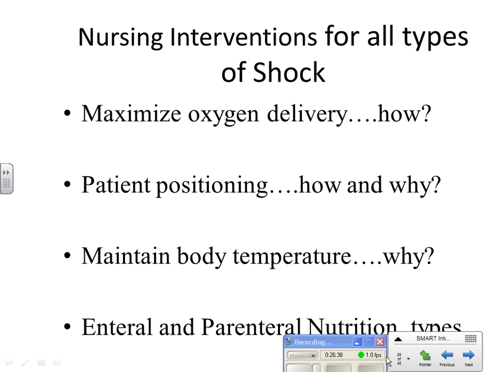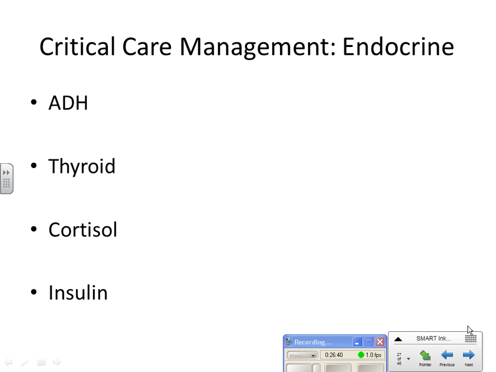So that is shock, and we're going to talk just a little bit about some of the things that happen when the patient is in critical care. This can be shock patients, and many times it is shock patients, patients who have just had MIs, and the kinds of things that can happen that we have to deal with. And one of the big things that will happen in a patient that's in the ICU are endocrine imbalances.